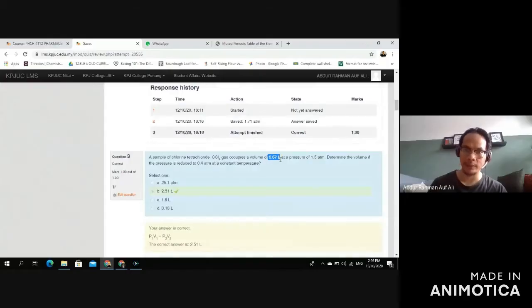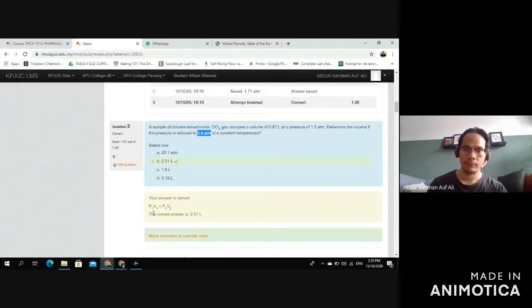And dia suruh kita cari pressure ke volume. Determine the volume, the end volume. So V2 lah, dia suruh cari V2. So jadikan V2 as your unknown, your perkara rumus. So P1 V1 divide by P2. So P1 is 1.5 darab dengan V1, 0.67 liter, and then divide by 0.4 atm. So the V2, the end volume is 2.51 liter. Okay.